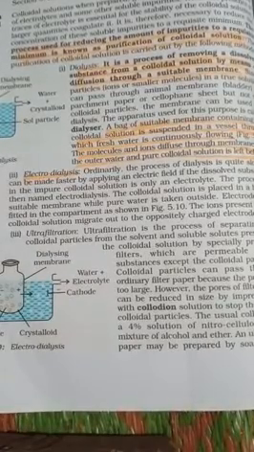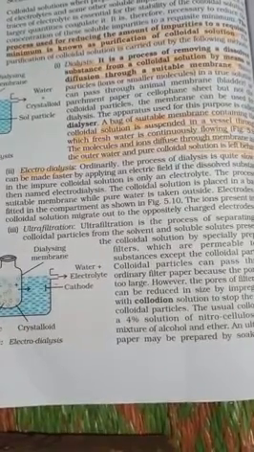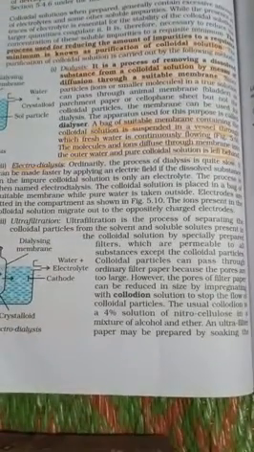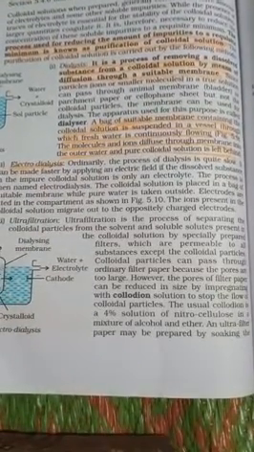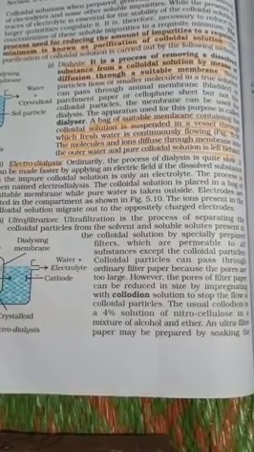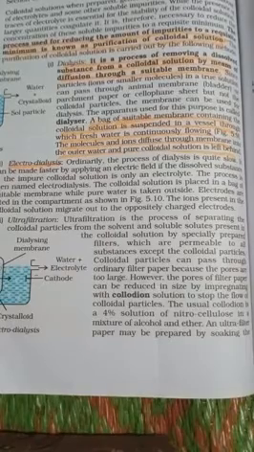ultrafiltration. Ultrafiltration means you have done a filtration process, but in this filtration we don't use simple filter paper. Instead of that, we need to use a type of filter paper where the membranes' holes are too small. So how to make that one?